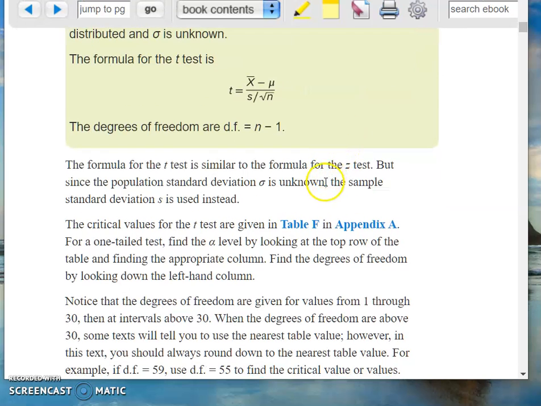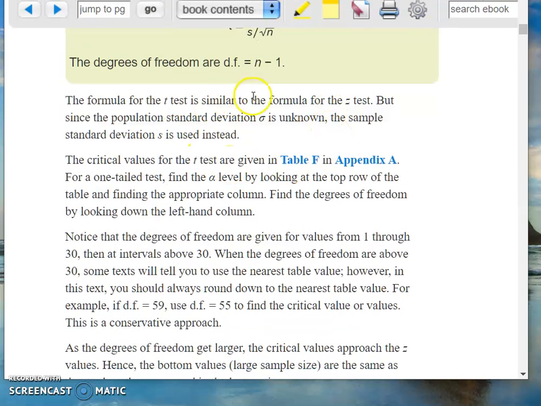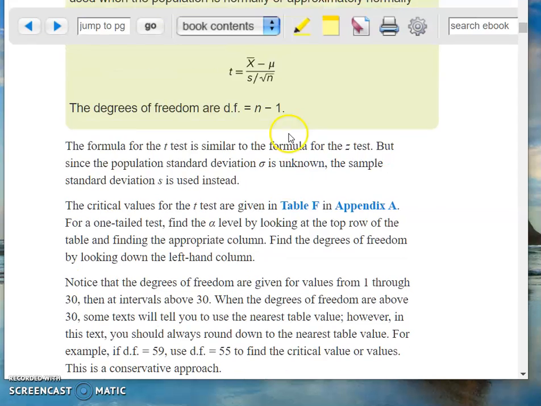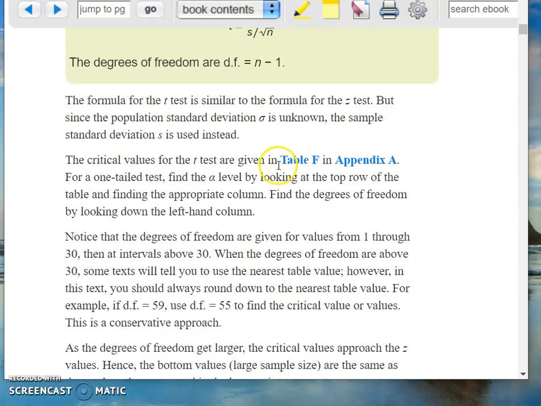So it's a family of curves, as you may recall. Okay. All right. So what he's saying here is, okay, we don't know the standard deviation sigma, so what we're going to use is s instead, and we're going to use a different distribution here, okay?